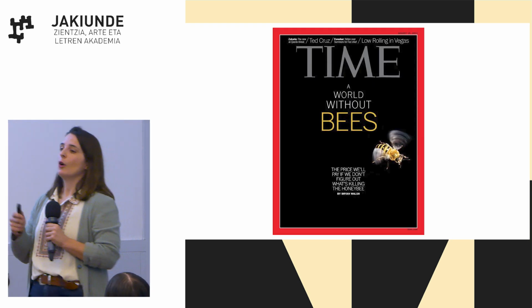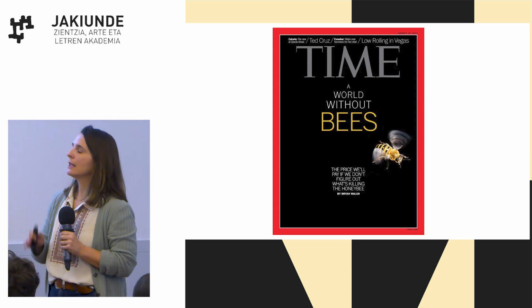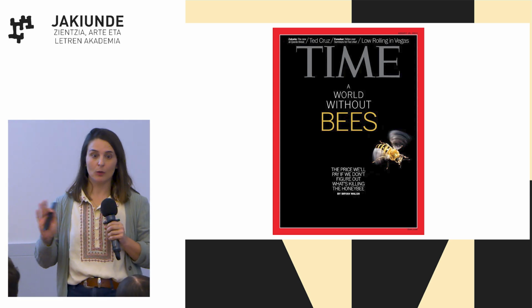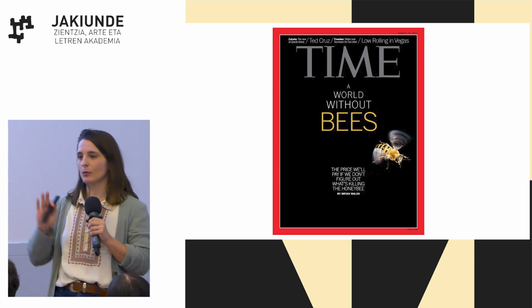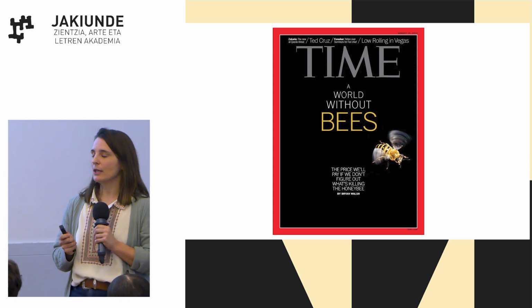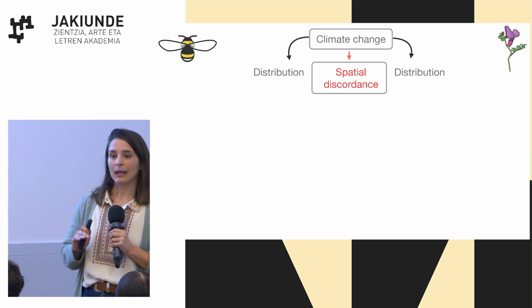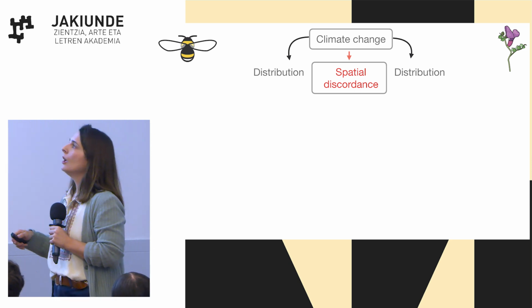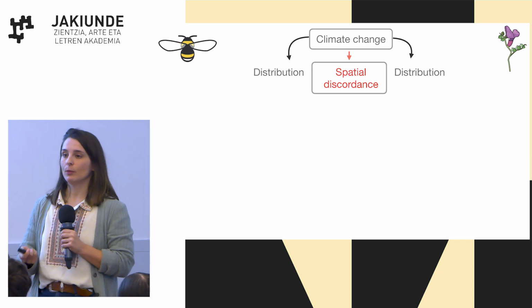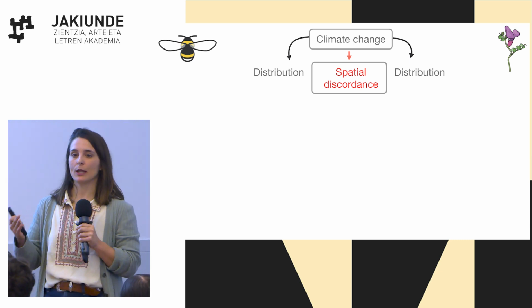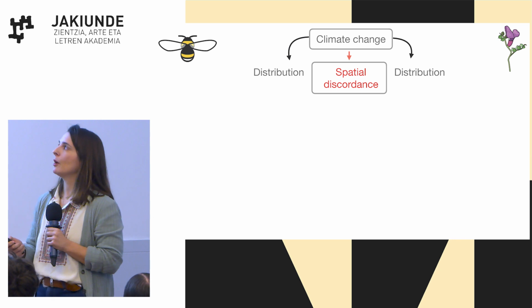And I'm sure that you've also been told at school that something is happening with the pollinators, that we're losing the pollinators, and that if we lose the bees, we're all going to die. So what's happening exactly with the bees? So I'm going to tell you a little bit what happens with climate change and pollinators. So climate change is affecting the distribution, so where they are present, of both plants and pollinators.